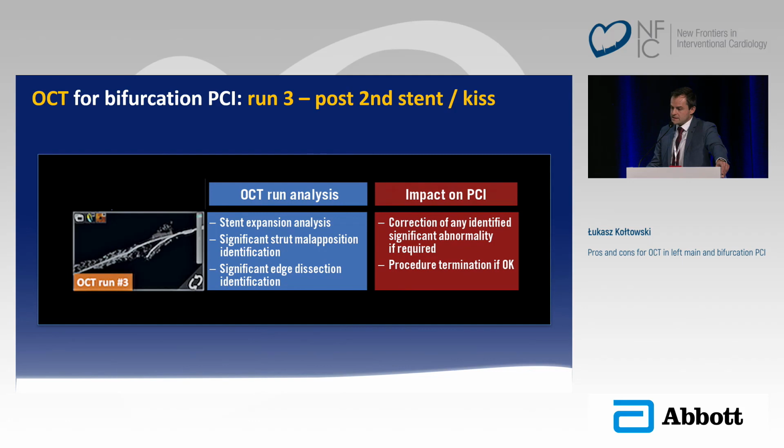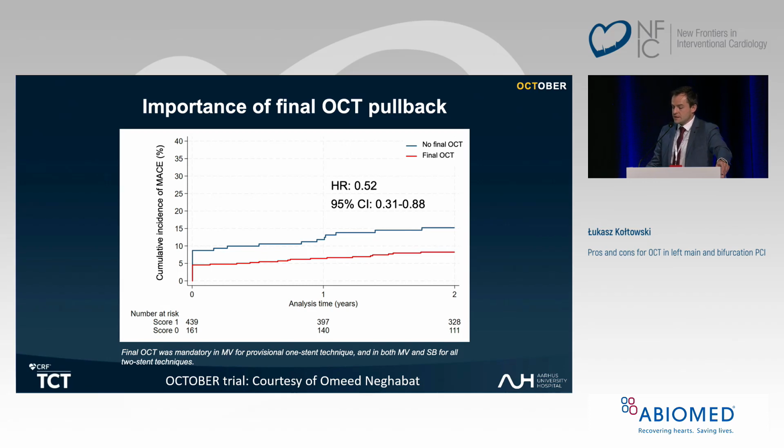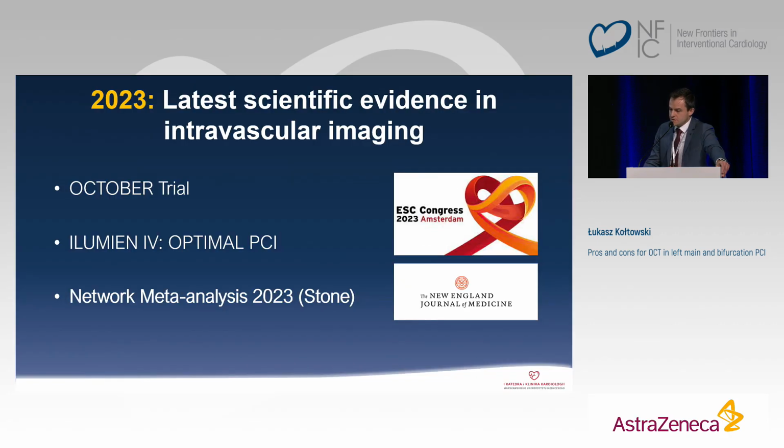And finally, for the last step, the OCT run will confirm that we have good expansion of the stent, we don't have any malappositions, and whether there is or there is no dissection. And only with this confirmation, we can finish our procedure. And again, from the OCTOBER trial and from the recent analysis that we've done, we found that lack of last pullback is a significant risk factor for MACE, and MACE is twice as high in those cases where the final pullback has not been done in this 2,000 patient trial.